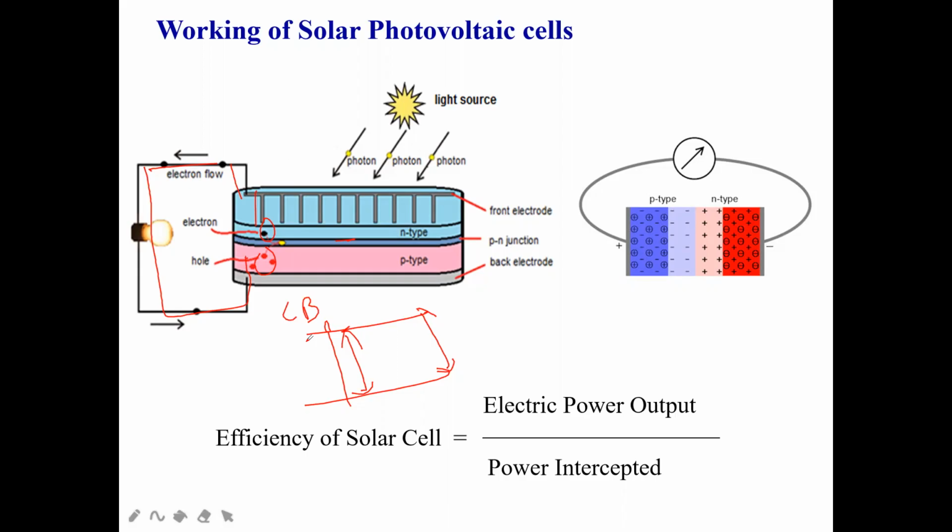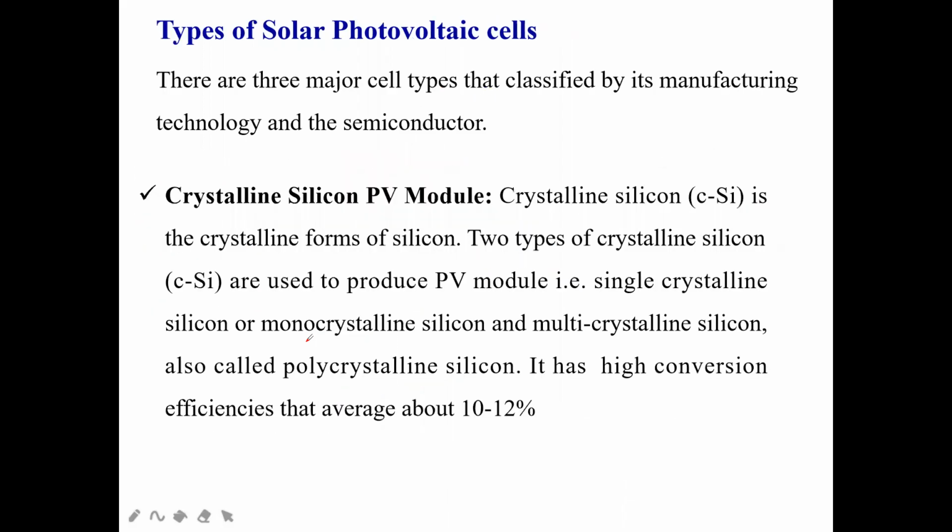Okay. So efficiency of solar cell, I have explained, it's electrical power output by power intercepted, basically. You know these things very well. I'm not going to detail this, but you can go through. When you talk about the classifications, there are three major cell types, as per the manufacturers, as per the available data.